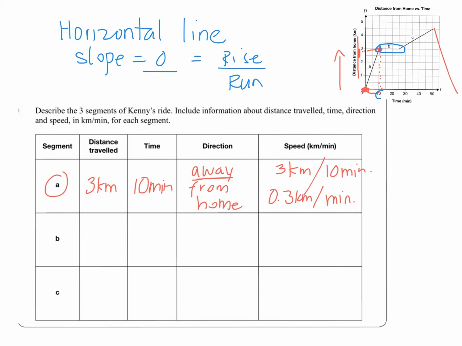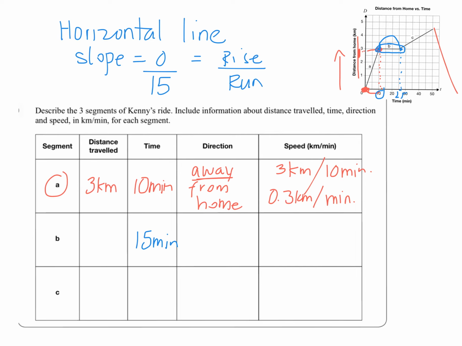It goes from 10 to, what number would this be? 25. So going from 10 to 25, how many minutes have passed? From 10 minutes to 25 minutes. Yep. 15 minutes. Okay, does everyone see that? The time that has passed in segment B is 15 minutes from 10 to 25. 25 take away 10 is 15. Does everyone understand that part?